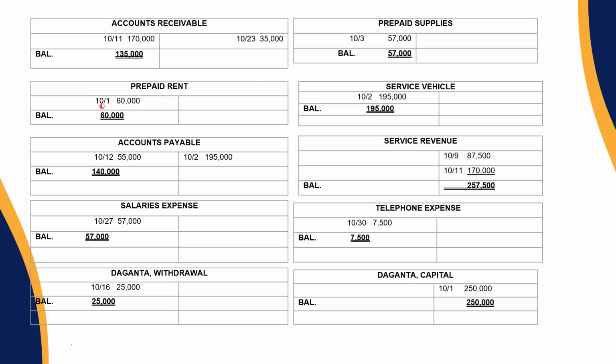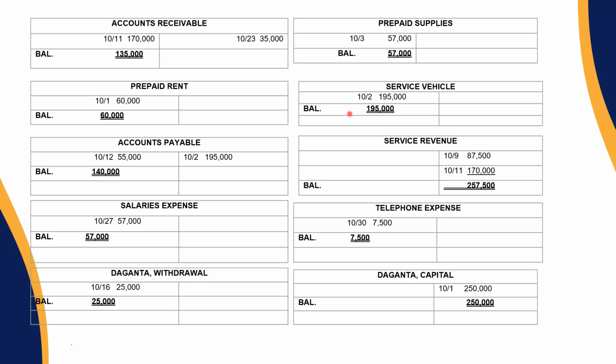So, what about prepaid rent? Isa lang naman yung transaction sa prepaid rent. The prepaid rent is on October 1, isa lang, that we acquired it 60,000 pesos. So, the service vehicle also is 195,000 pesos. Isa lang naman. Kung titingnan nyo yung service vehicle natin, isa lang siya. That's 195,000 pesos. Now, let's go to our accounts payable.